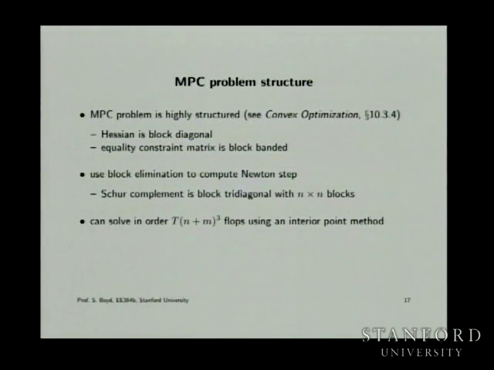But if you think past the 1969 mentality, in a post-1969 mentality, here's what you'd see. The MPC problem is highly structured. There's a whole section on this, but the Hessian is block diagonal. I'm not going to go into the details. The equality constraint matrix is block banded. It's weird because the equality constraint matrix isn't square, so it's not clear what banded means, but if there were a meaning of banded for a non-square matrix, this would be it.